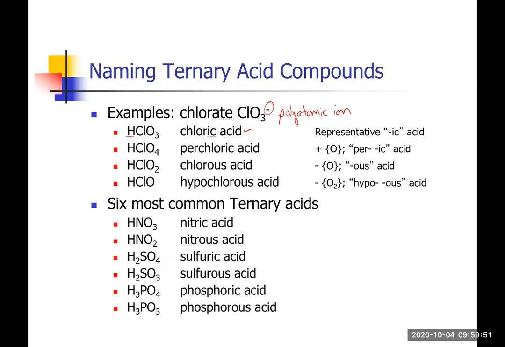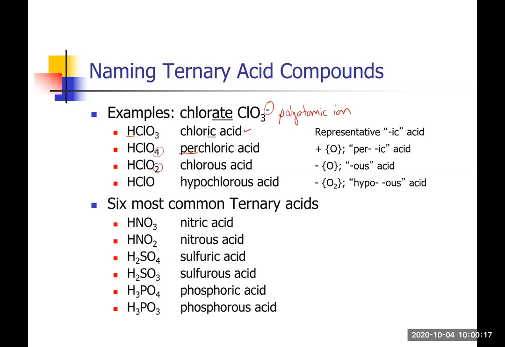Now, suppose I add an oxygen. That is, I now have 4 oxygens when my representative had 3. Adding an oxygen means I add the prefix per-. So I have perchloric acid with HClO4. Suppose I subtract 1 oxygen.